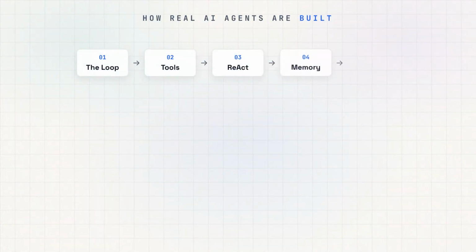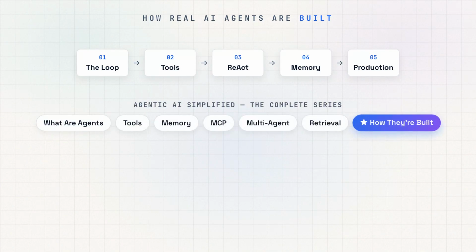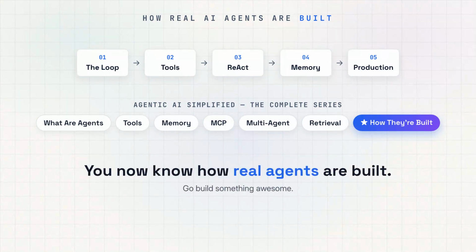And that is how real AI agents are built. Look at the journey. We went from a 15-line loop to a multi-tool agent, the ReAct pattern, memory, and a production grade setup. And this is the finale of the whole series. Tools, memory, MCP, multi-agent systems, retrieval, and now the full build. You've got the complete picture, which means you genuinely have everything you need to go build real, useful agents. So please go build something. I honestly can't wait to see what you make.